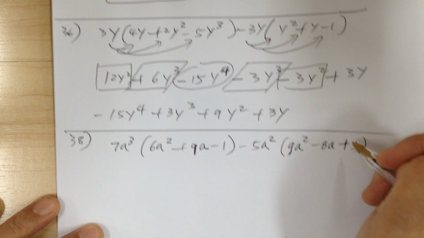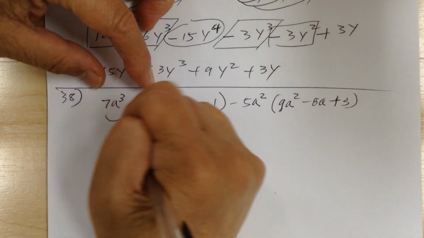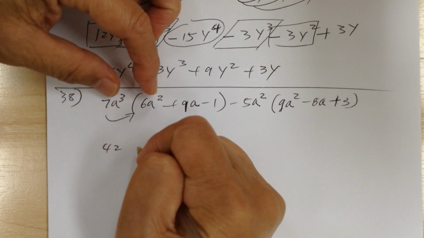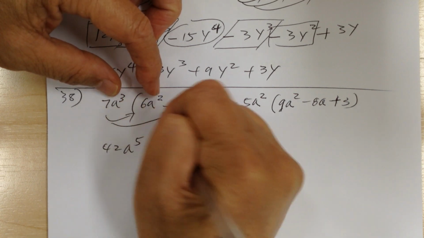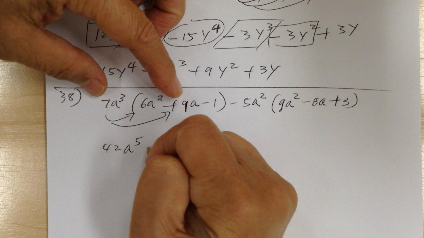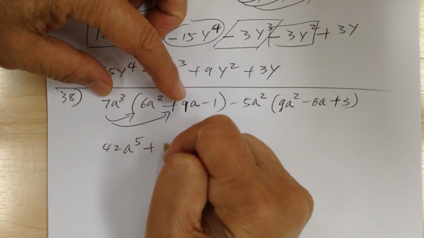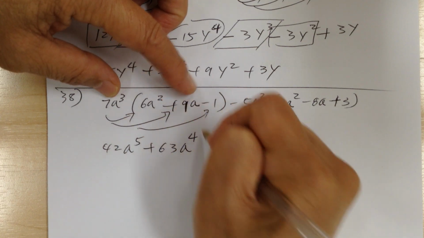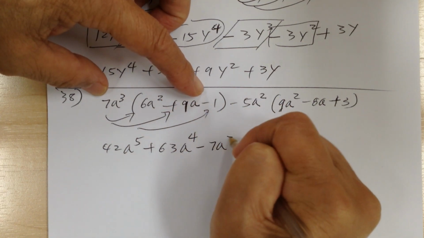Okay, again, first let's distribute. When you multiply, the sign is positive, the number is 42, and the alphabet is a to the 5. Go to the next one. The sign is plus, the number is 63, and the alphabet is a to the 4. And the next one will be minus 7a to the 3.